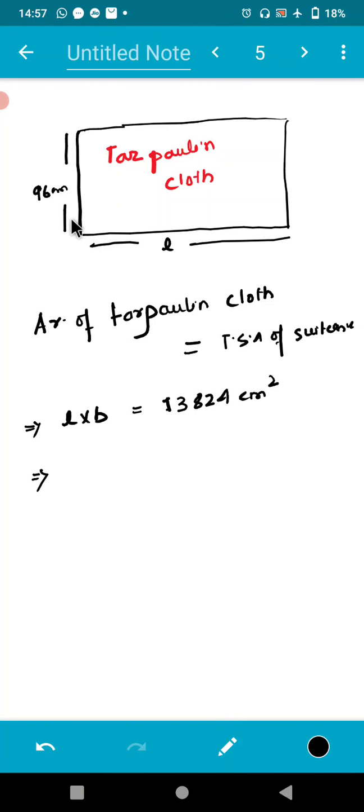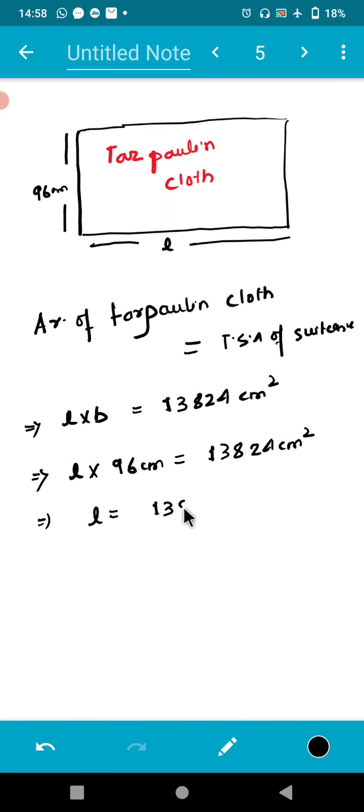Now, as you see, the breadth is given, okay, breadth and width are the same thing. As we know the breadth, we need to find out the length. So we will write L only. In place of breadth, we will write 96 centimeter, and that is equal to 13824 centimeter square. So, length is equal to 13824 centimeter square upon 96 centimeter.